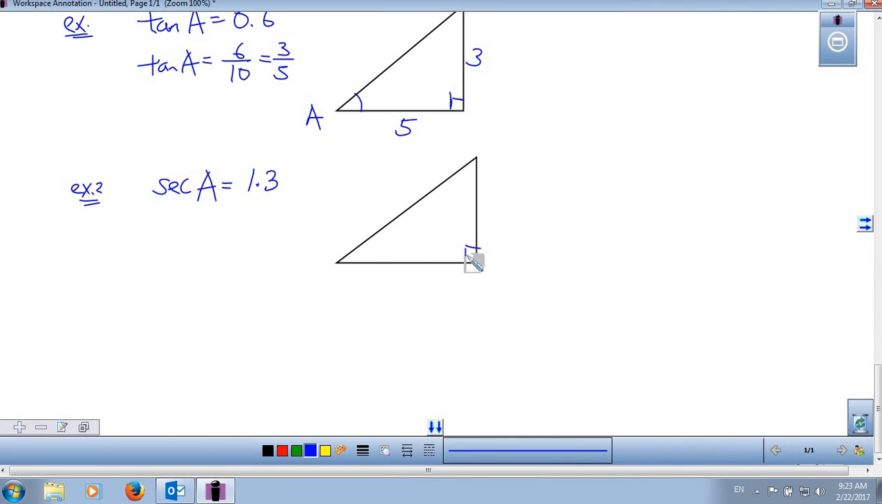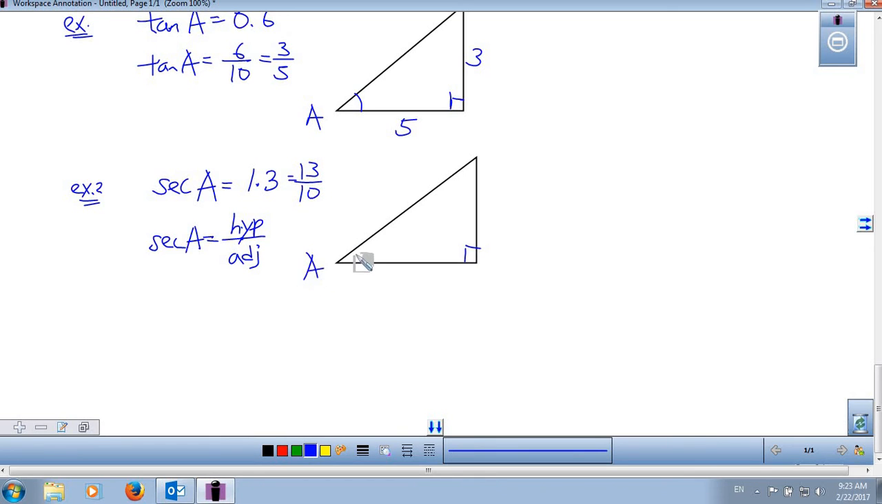Well, the definition of secant means what? The definition of secant is opposite over what? Opposite, no, I'm sorry, it's hypotenuse over adjacent. Hypotenuse over adjacent. So the key right now is we want to write 1.3 using a ratio. Well, how do I write 1.3 as a ratio? It's 1.3 over 1, or 13 divided by 10. Now, can we simplify anything else? No, we can't simplify anything else. So let's do 13 divided by 10.